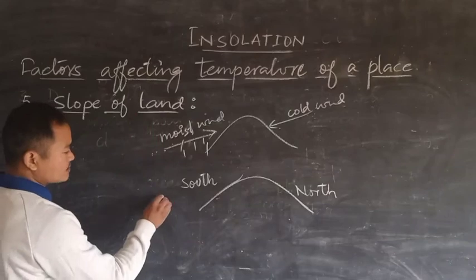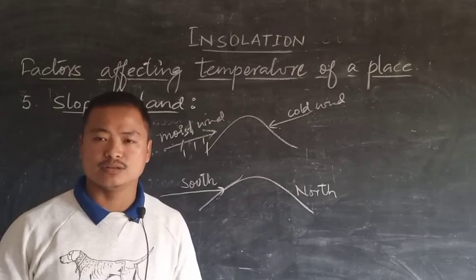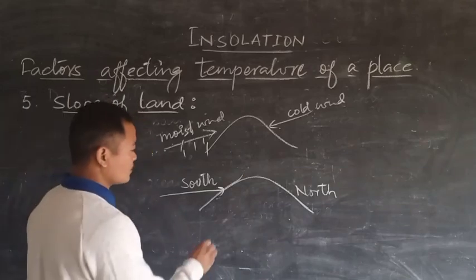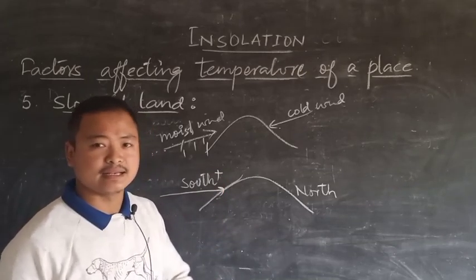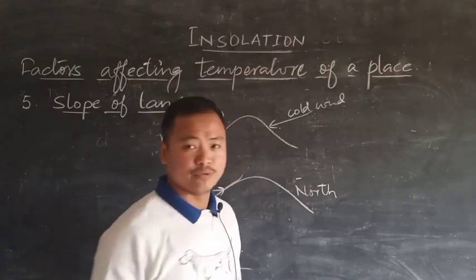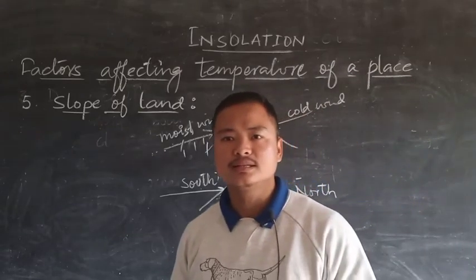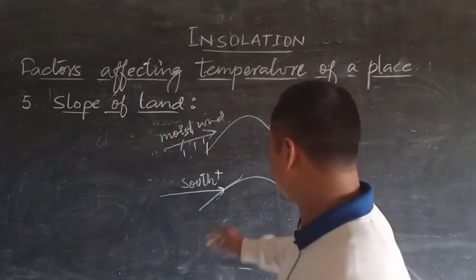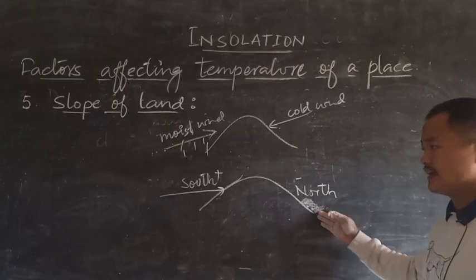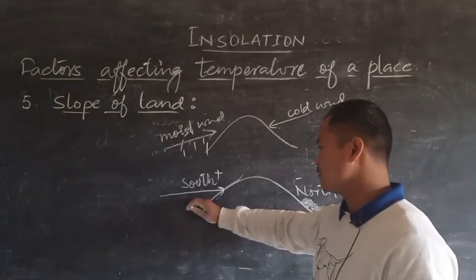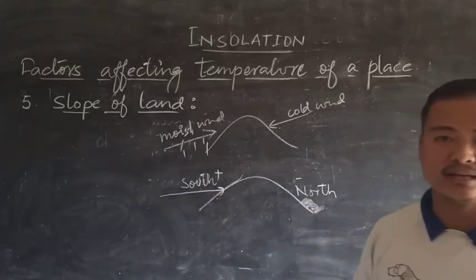So the rays of the sun reach only the south facing slope of the Himalayas. In this case, in the south facing slope, the temperature tends to be slightly higher compared to the north facing slope. So this also affects the temperature condition of a place. Now in the northern part, that is the north facing slope of the Himalayas, the temperature will be less, hence it will be very cold, while in the south facing slope, since it's facing towards the sun, the temperature would be slightly higher.